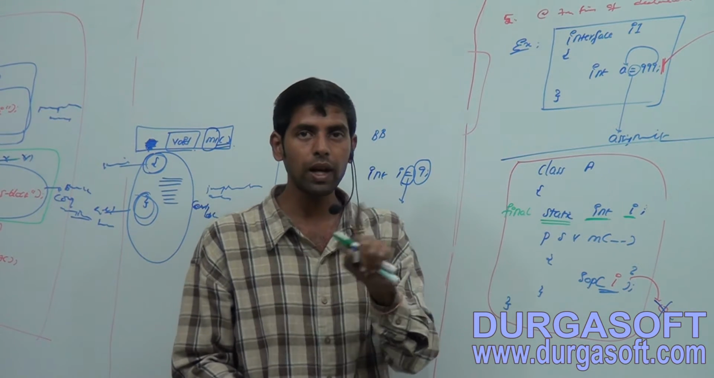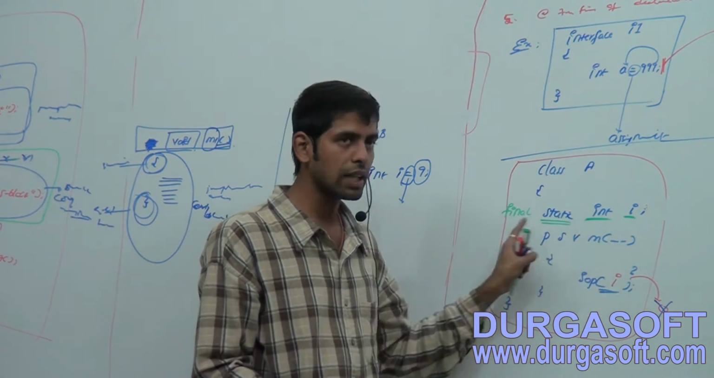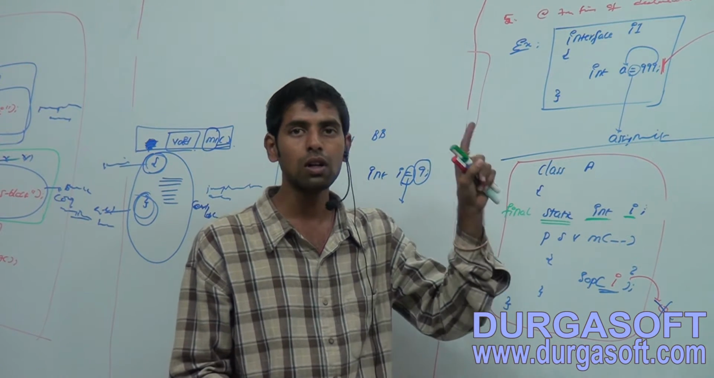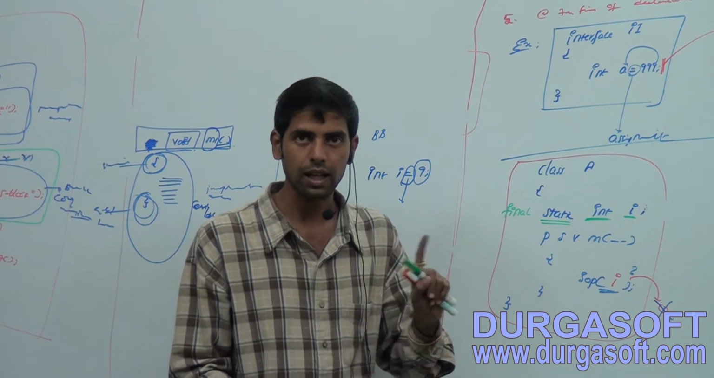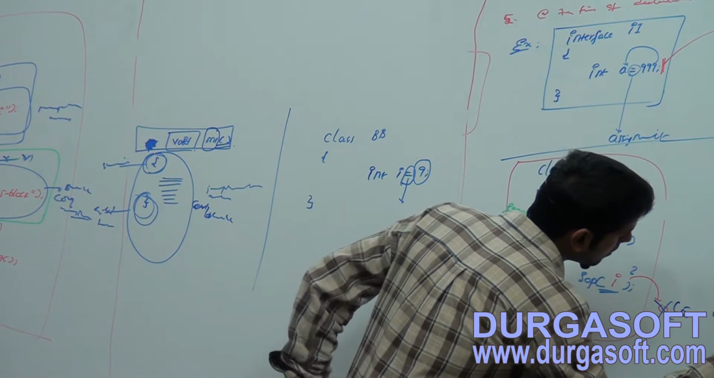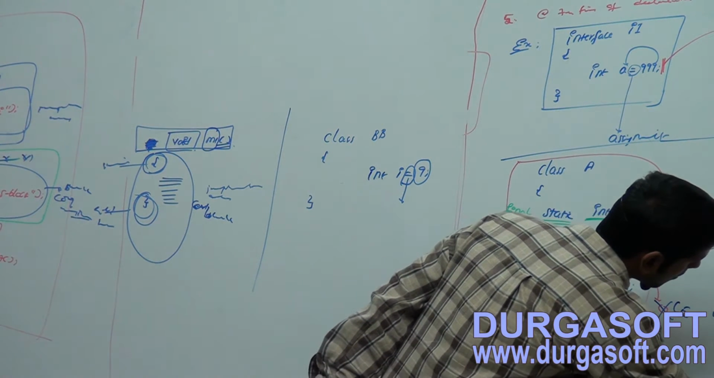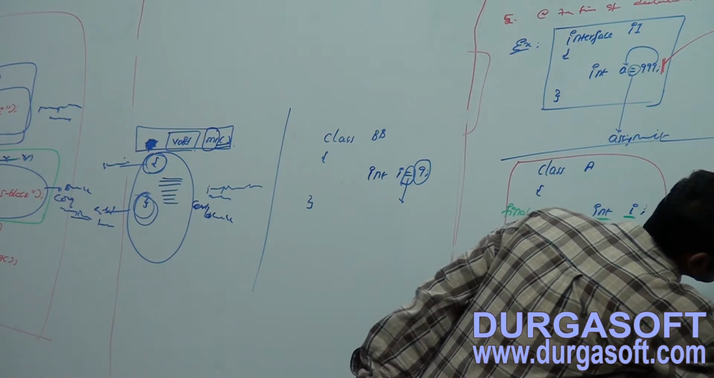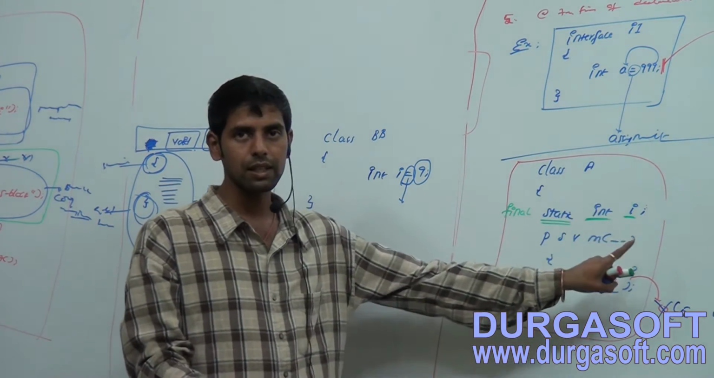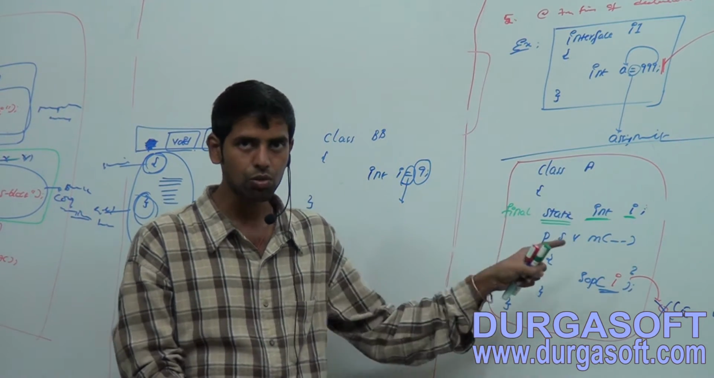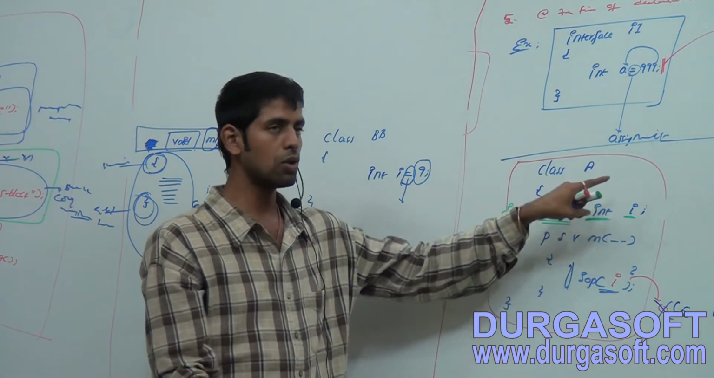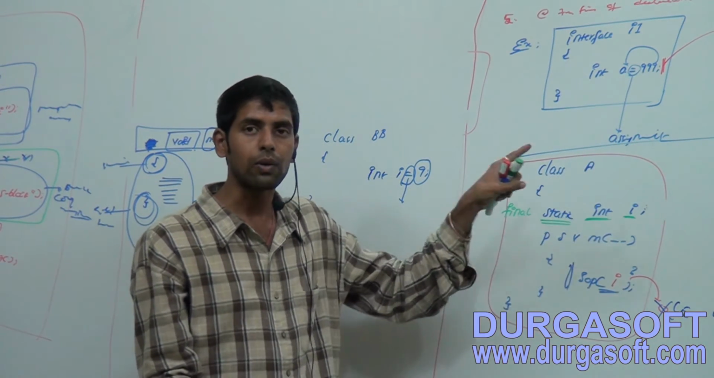JVM will not provide any initialization to this static final variable, even with default values. If I don't provide any initialization, it will intimate to us through a compile time error: "variable i might not have been initialized." That will be the answer. You have to provide initialization to this variable. Please do that. Whether you access it or not, I am not responsible for performing initialization. You have to do that.